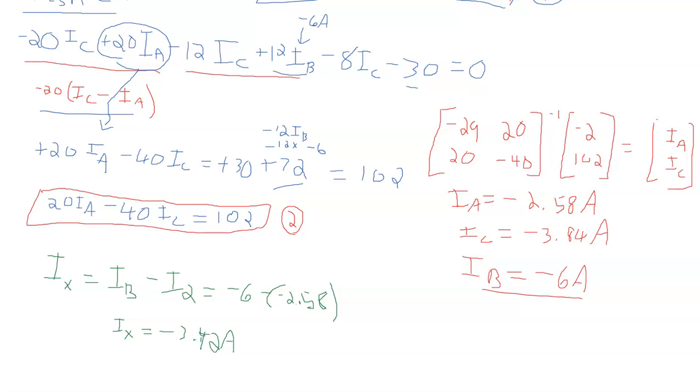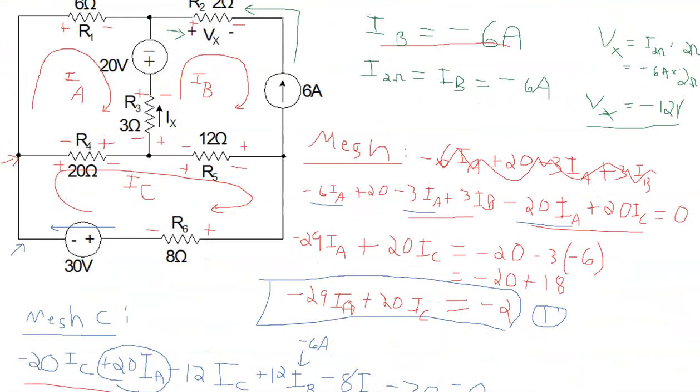Well, I could have done a better job with that, but let's see. Now, let me erase this part here. Ix equals negative 3.42 amps. Now again, think about what the negative sign means. The negative sign means that we have indicated the direction of Ix to be up, it actually goes down.